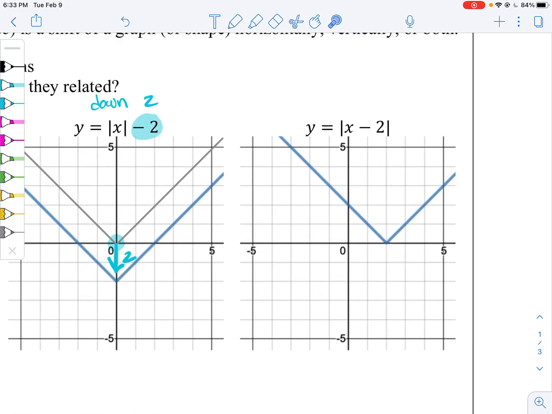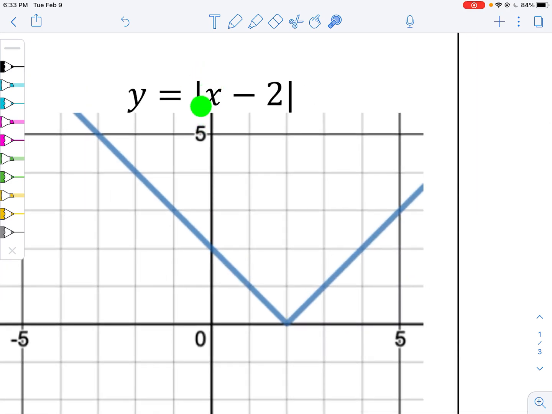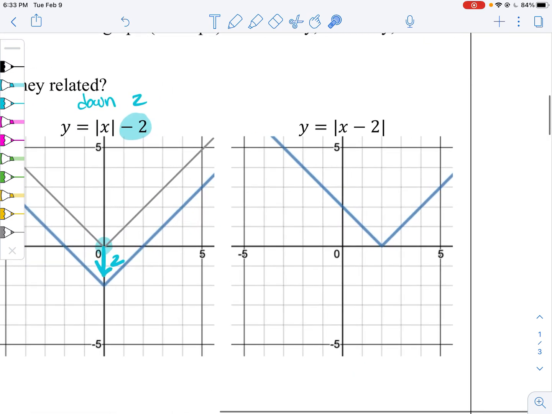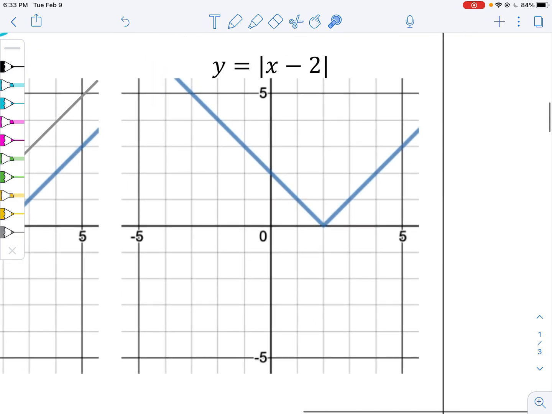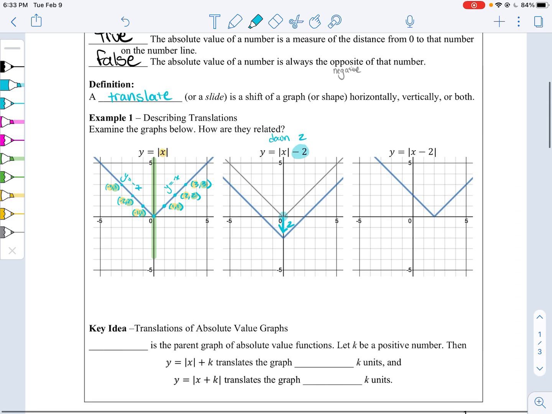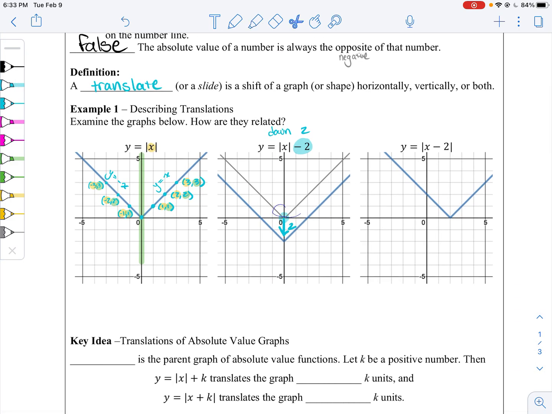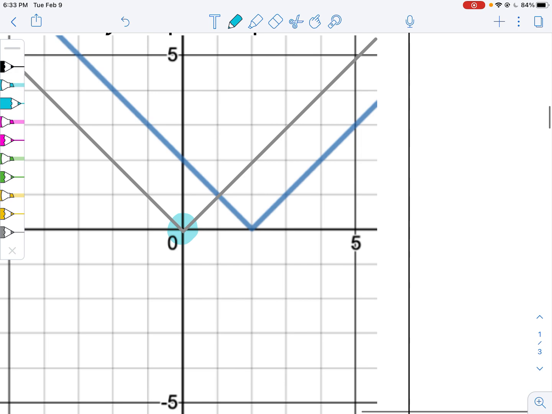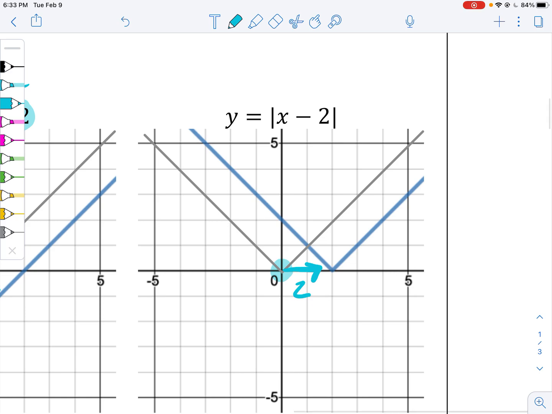Now notice we have a new kind. This is the absolute value of x minus 2. So when you have your number inside your absolute value, we're not going up and down, but rather we are going left and right. So here, we took our vertex, and our vertex goes to the right 2. So when we have this minus 2 inside, that means it moved to the right 2.